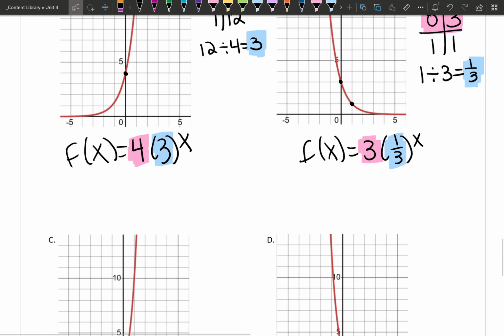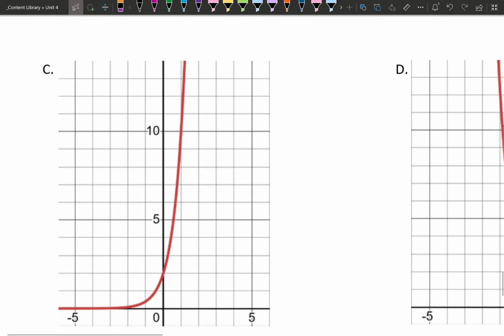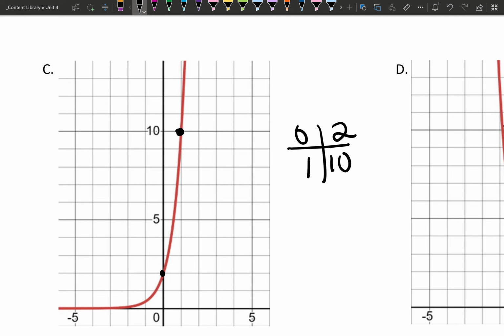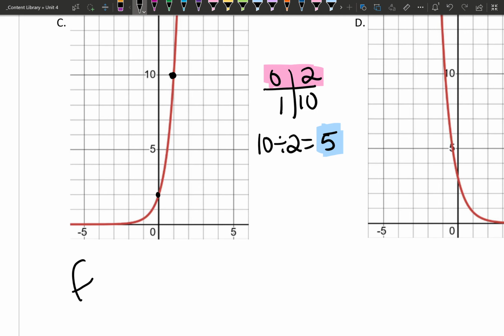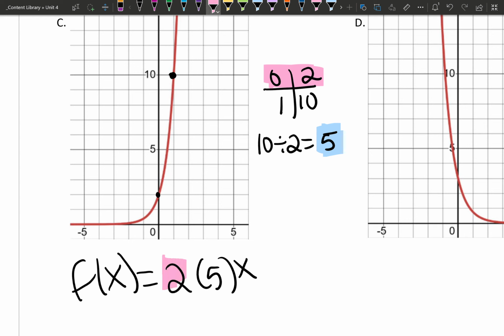Let's do it twice more, and that will be good. Letter C, let's identify the y-intercept. There it is. It's (0, 2). And then we have, oh no, not that. Is it that? No, of course, it's right here. We have (1, 10). We've got our y-intercept. Fantastic. Now let's find the pattern by doing 10 divided by 2, which is 5. We've got everything we need to write our function. 2 times 5 to the power of x.